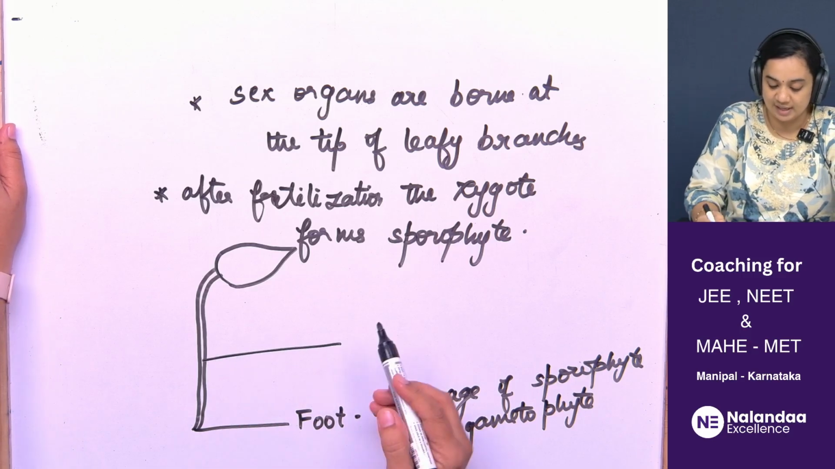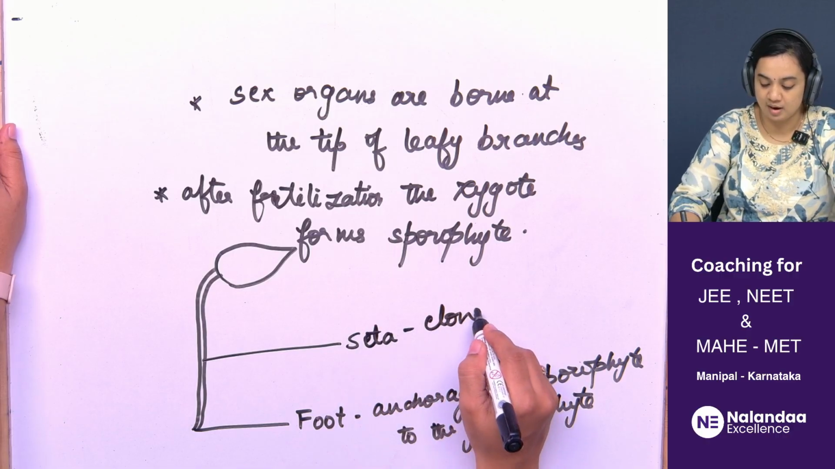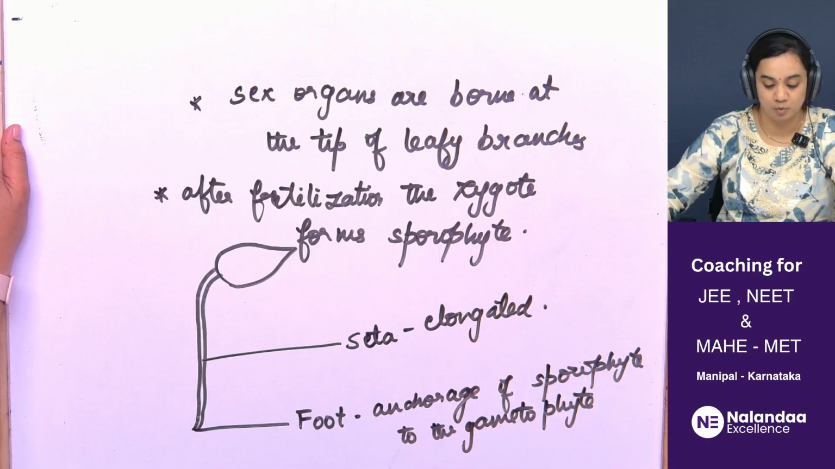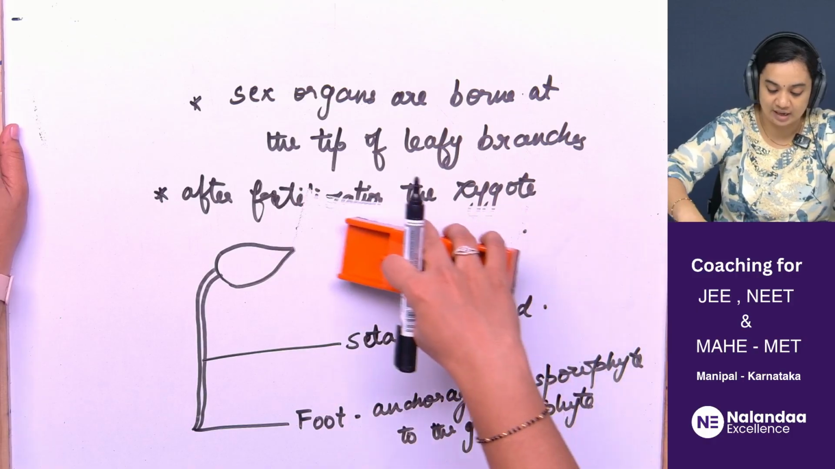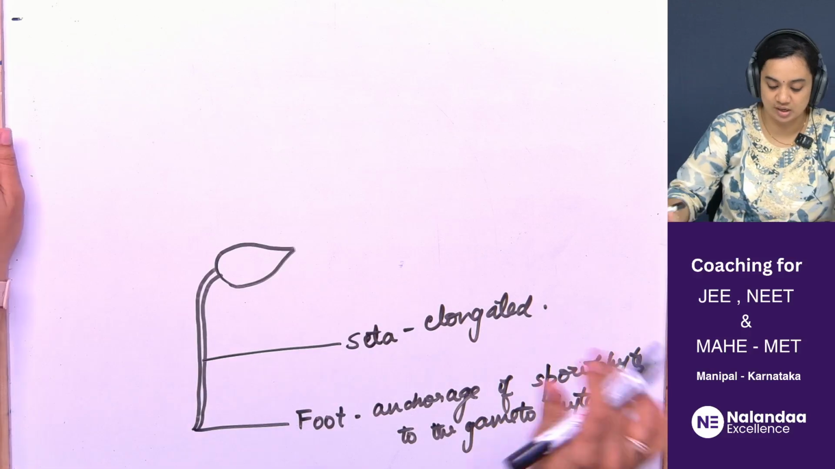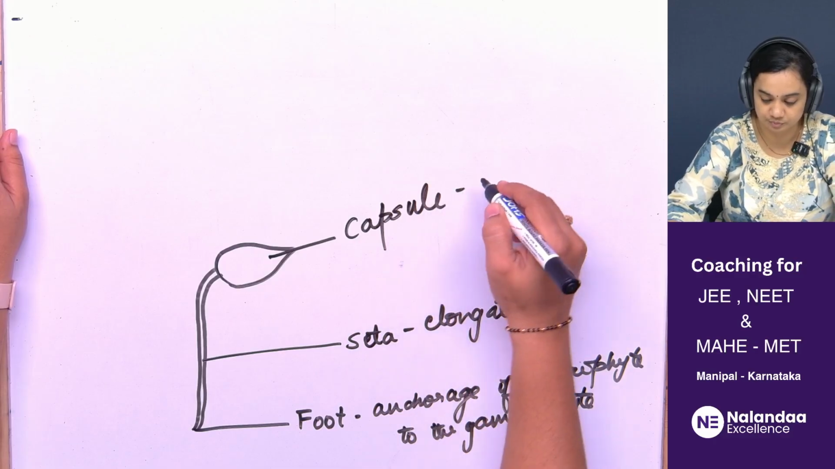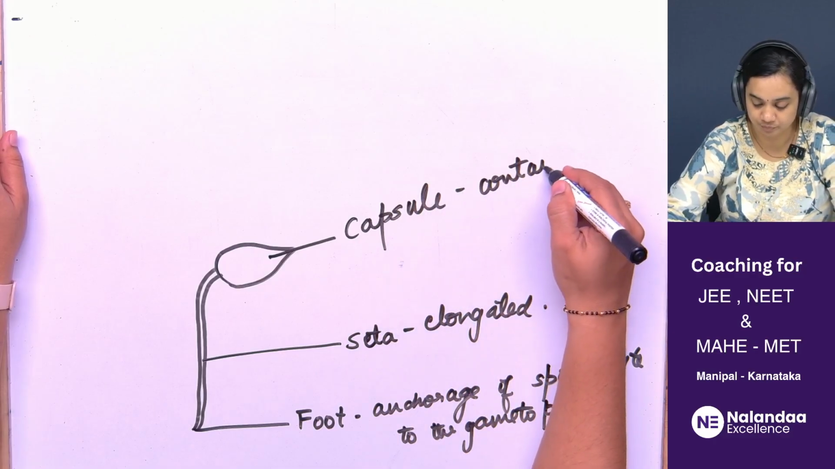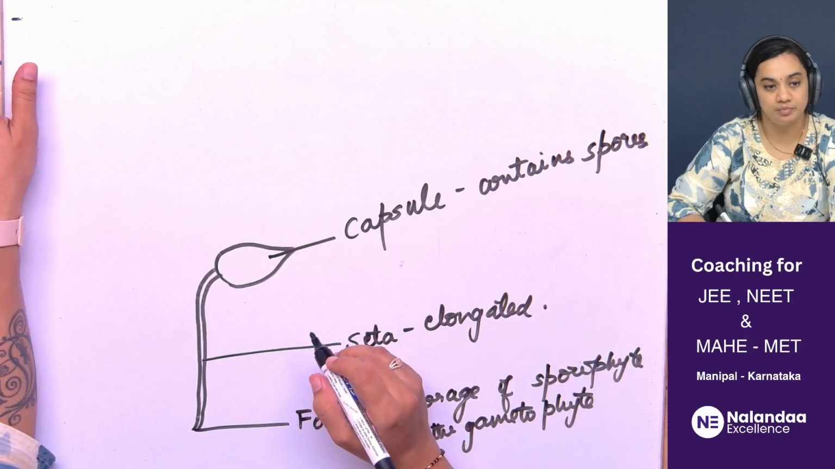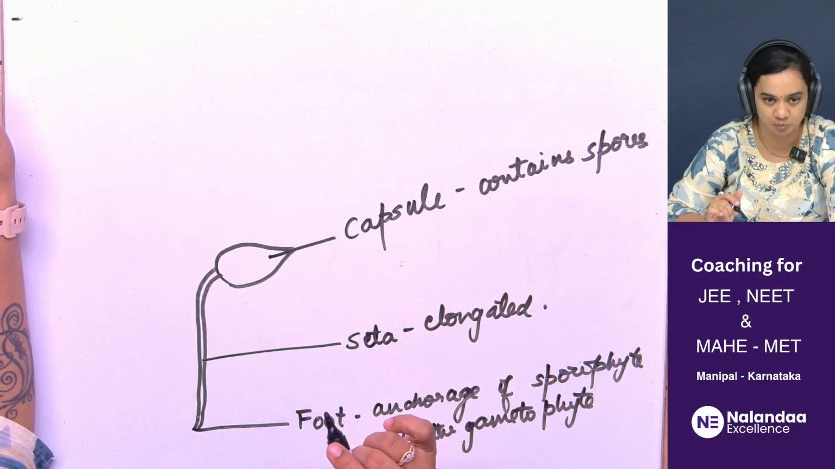And then this seta is elongated. It's the elongated part that brings the capsule well above the gametophytic thallus for spore dispersal. And then comes the capsule. The capsule is a large structure that contains spores. This capsule will consist of sporogenous tissue, which after meiosis will produce spores.